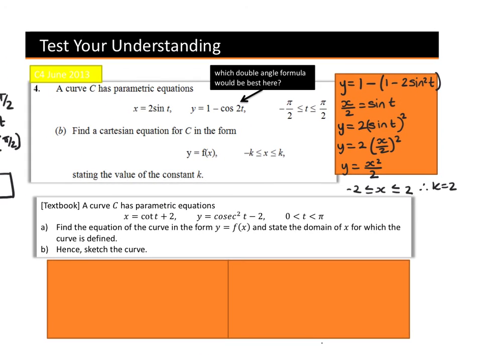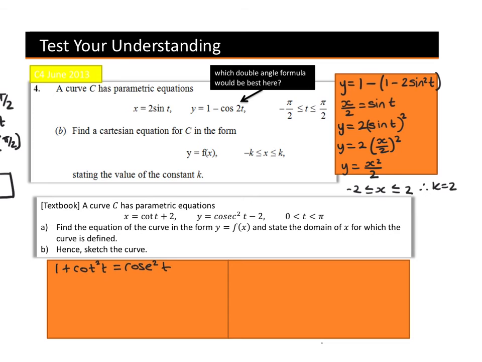Right. So a curve C has parametric equations x equals cot t plus 2, y equals cosec squared t minus 2, and 0 is less than t is less than pi. Find the equation of the curve in the form y equals f(x) and state the domain of x for which the curve is defined. Okay, so we have cot and we have cosec squared. Okay, I know about cosec squared. What do I know about it? I know that 1 plus cot squared t equals cosec squared t.